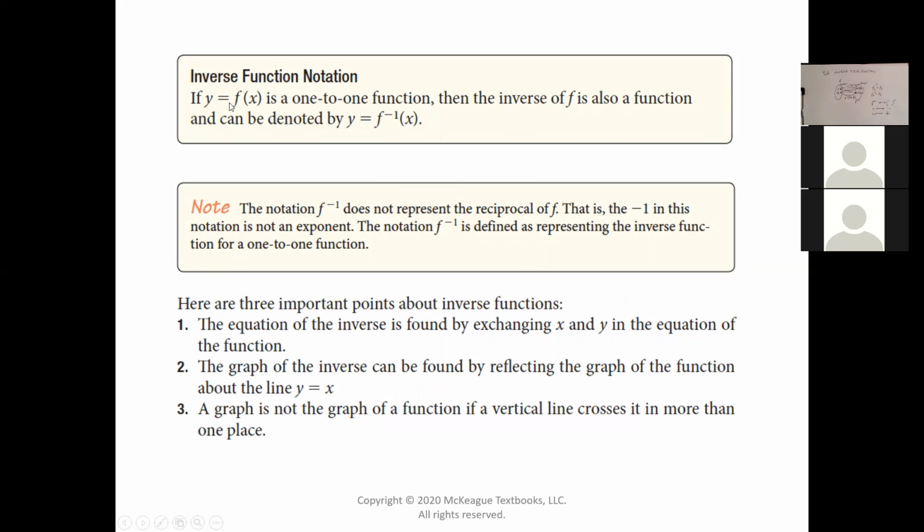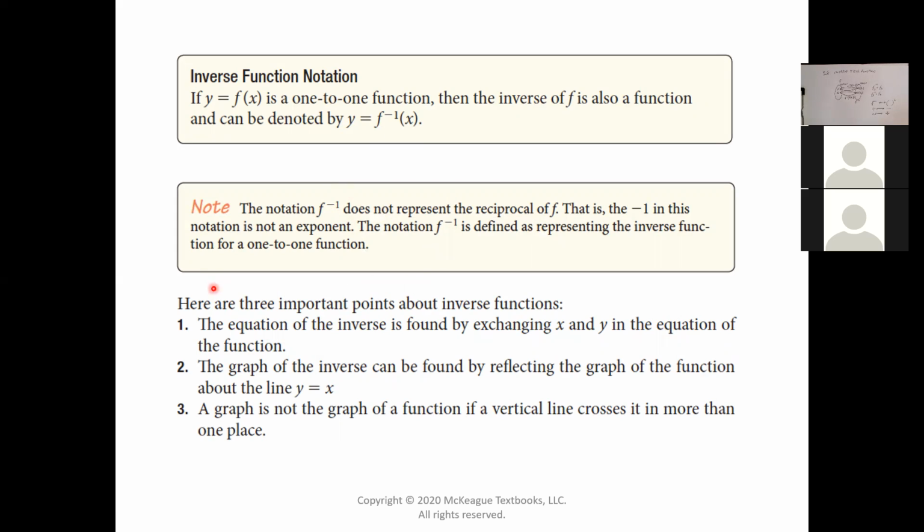If a function y equals f of x is one-to-one, then the inverse function of f is also a function that can be denoted by y equals f inverse of x. And ladies and gentlemen, the inverse function also then would be one-to-one. Now we've seen this before, that f inverse does not represent the reciprocal of the function. That is, the -1 does not imply that it's to be interpreted as an exponent. We interpret this as f inverse, not f to the -1 power.